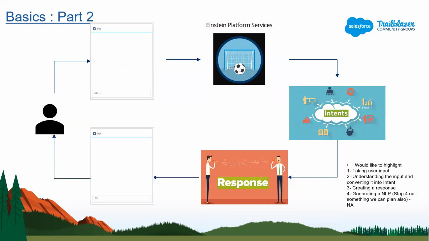So basics part two. Again, just to emphasize the overall picture, a user gives an input, and the bot receives the input on the UI screen, and from there it goes to the platform services to identify the intent out of it. Once we get the intent, we give the response, and this response is generated by our logic, by the Apex class which we have written in the backend. This Apex class returns something which is not in a natural language format, right?